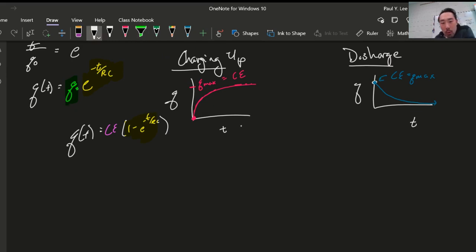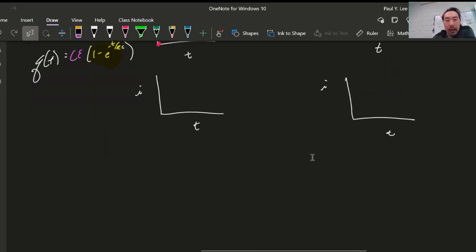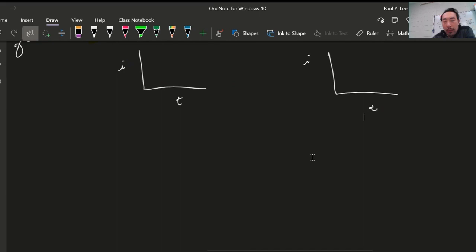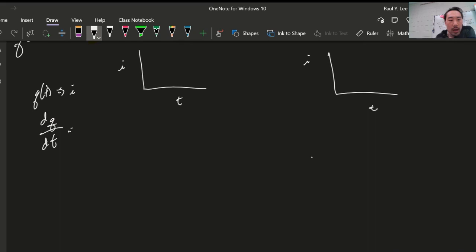All right, and now we have current versus time. Okay, current versus time. And just so you know, if they ever give you a charge function and you want to go from charge versus time to current versus time, all you gotta do is take the derivative. So the first derivative of charge with respect to time gives us current, okay, with respect to time.